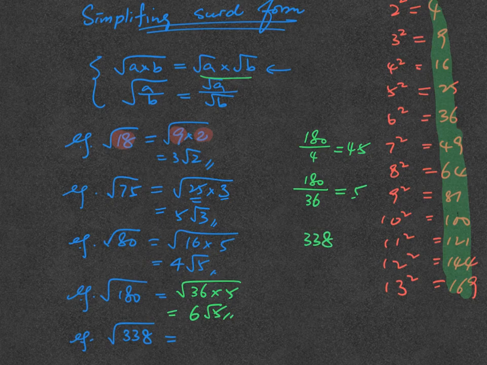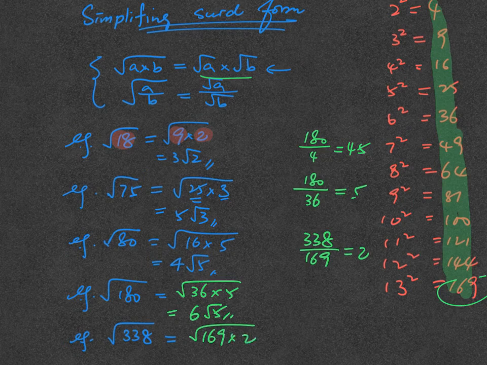338 is very hard because 4 doesn't help, 9 doesn't help, and you check, check, and check. At last, you need to check until 169, which gives you a 2. So it is one of the hardest questions because I give you a number which you need to check until 13 squared. It goes to square root 169 times 2, which gives you 13 root 2.